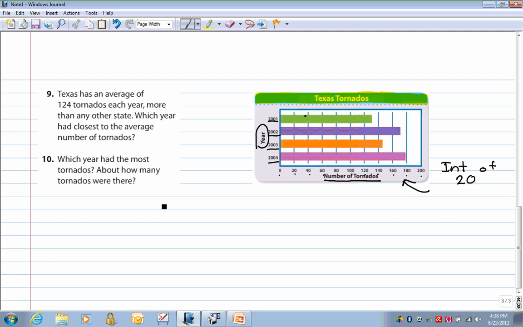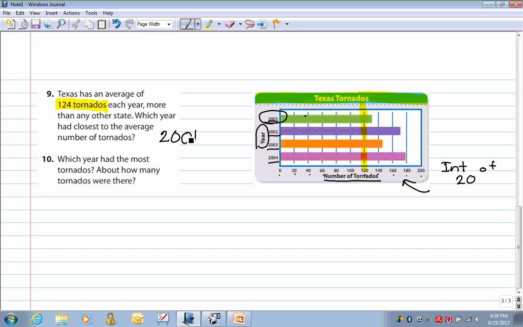So if I go back to my question, they tell us that Texas has an average of 124 tornadoes a year. Which year had the closest average number of tornadoes? So I find 120 on my graph, and I'm actually going to draw a line down so we could see clearly. And the year that's closest to that yellow line, or 120 tornadoes, is 2001. So the answer for number 9 would be the year of 2001.